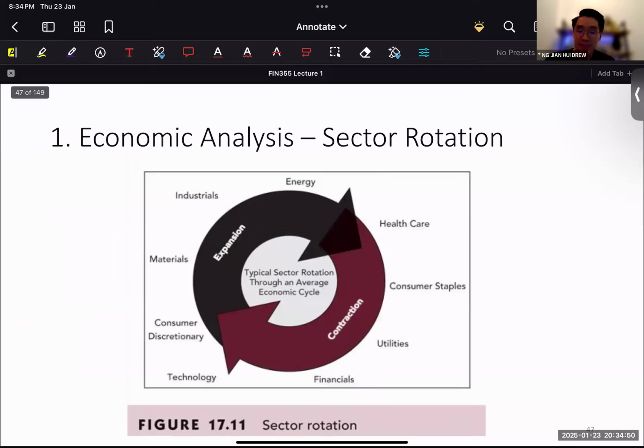So this is just a diagram of sector rotation, right? Okay, so I'll just pause for a short while here. I hope you can appreciate, so far, what we have been going through on the qualitative side of things, hope you can identify that we're actually introducing certain tools to you, right?